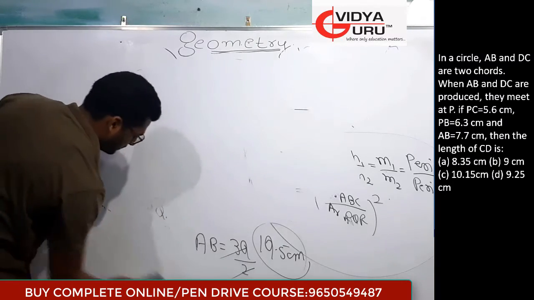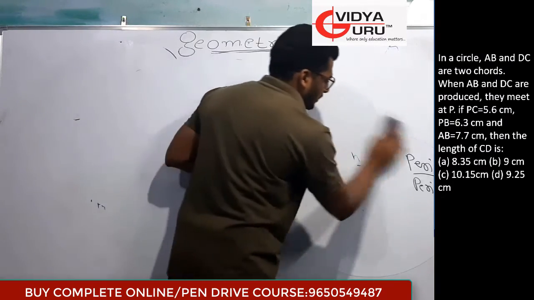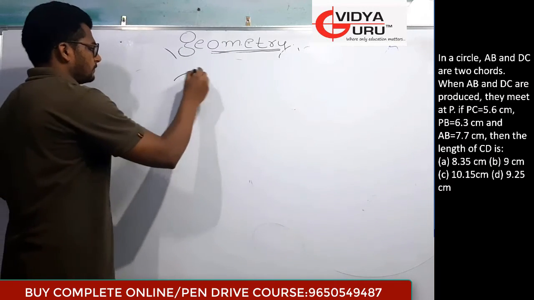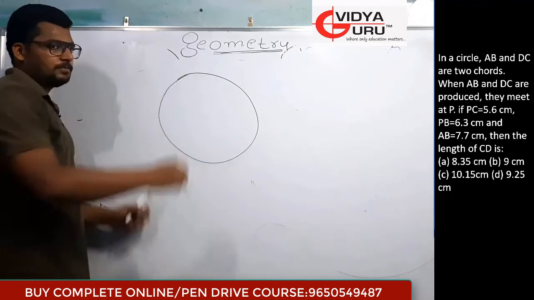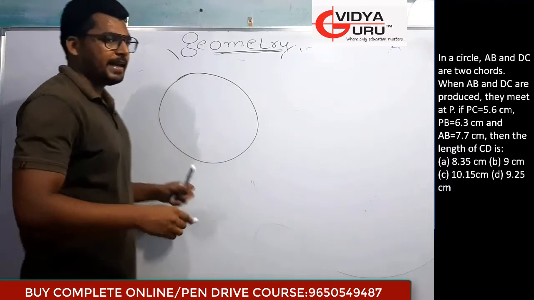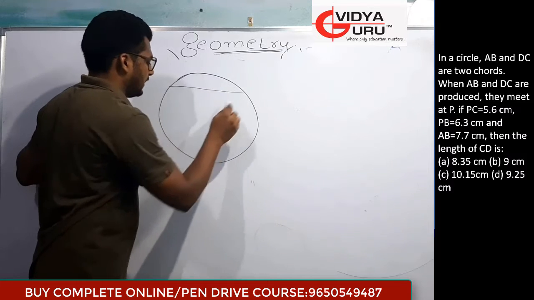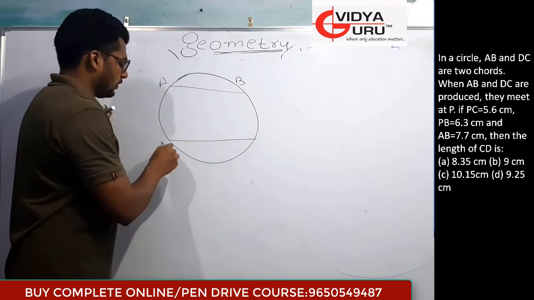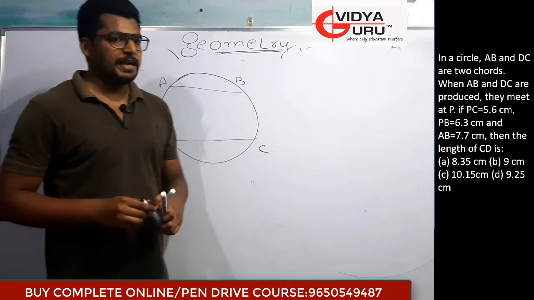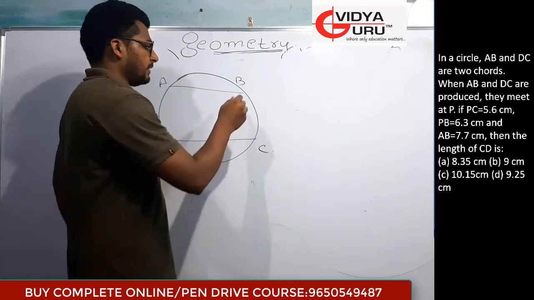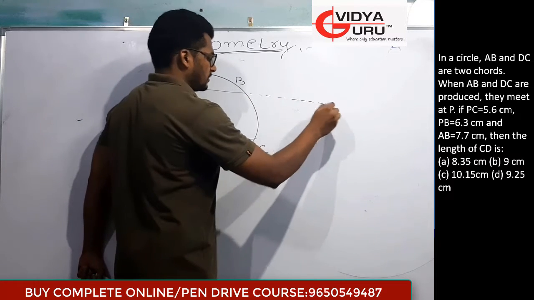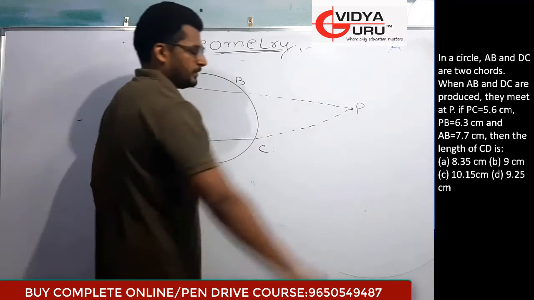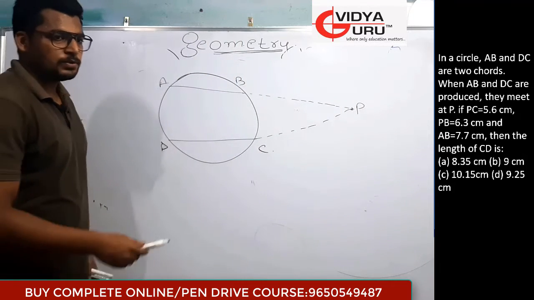Next question is based on circle. There is a circle, and in the circle, chord AB and chord DC. The question says they are produced to meet at P. These two chords are produced to meet at P.